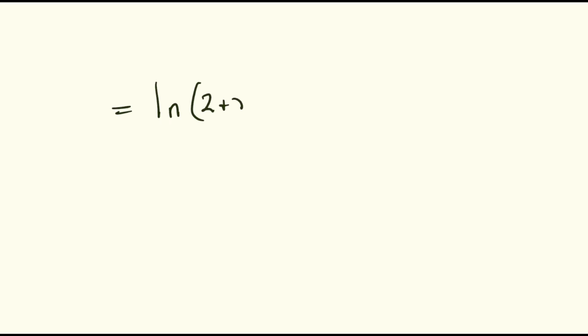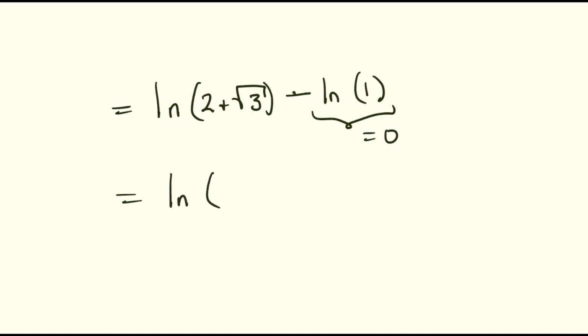So that means that when we punch that in, we are going to get natural log of 2 plus square root of 3 minus natural log of 1 plus 0, which is 0. Natural log of 1 is 0 itself. So our solution is natural log of 2 plus square root of 3. And there is our solution.